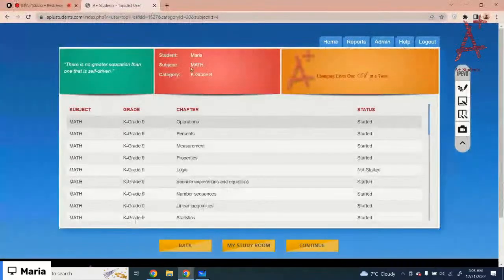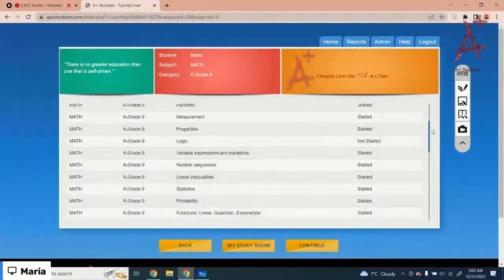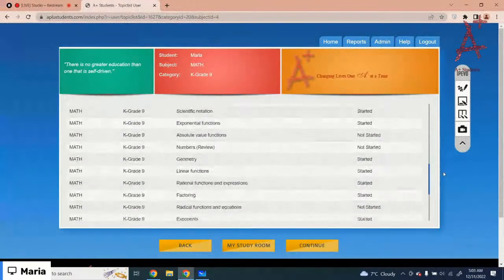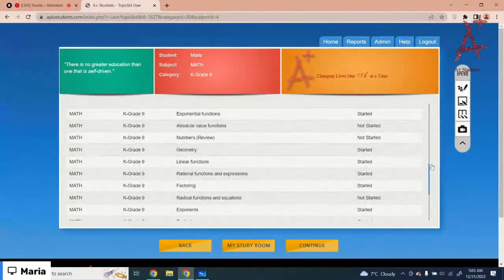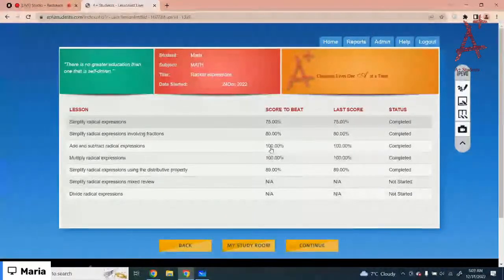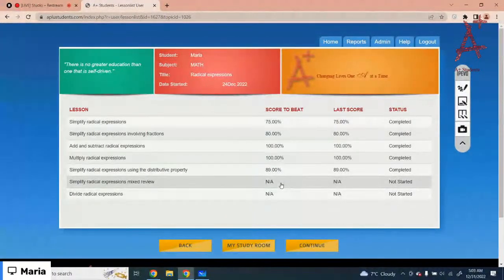Okay, here I am on grade 9 math. The chapter name is radical expressions, and the lesson name is simplify radical expressions, mixed review. So let's start with the lesson.